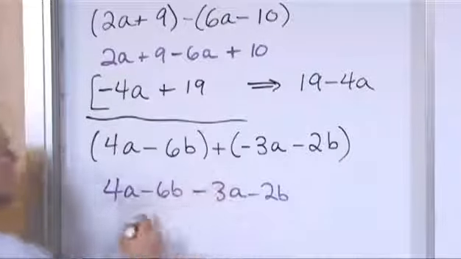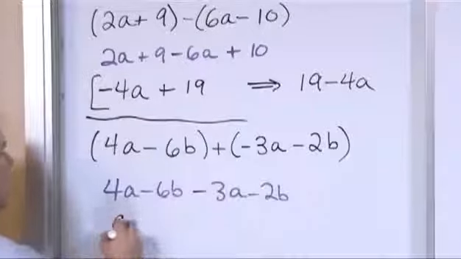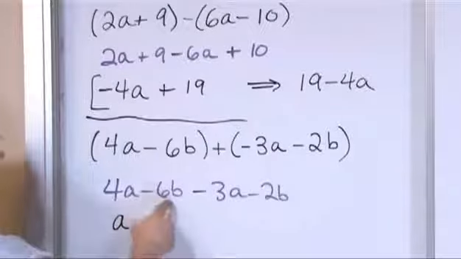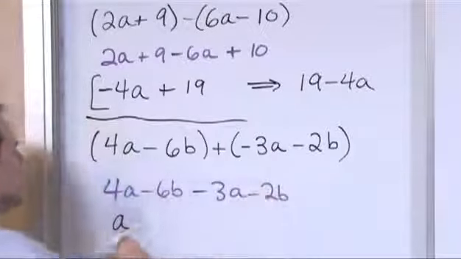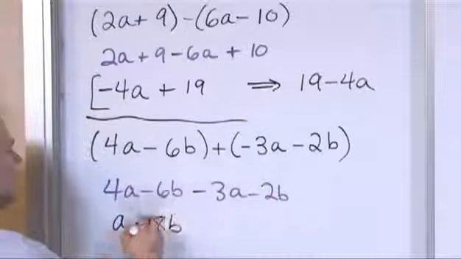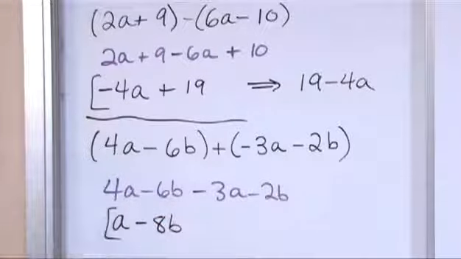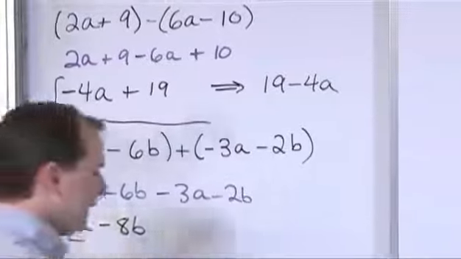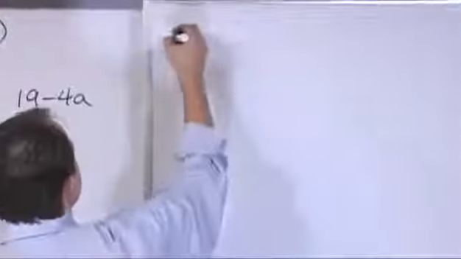So look for like terms. 4a and minus 3a is going to give me positive 1a. I'll just write that as a. Negative 6b minus 2b is negative 8b. So you have a minus 8b. And that's the answer. So these are really not getting much more complicated. It's just maybe a few more things to think about.